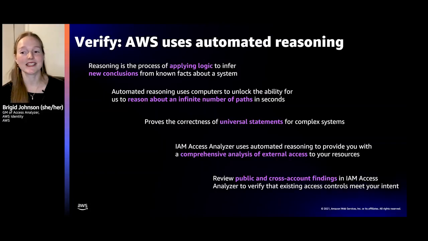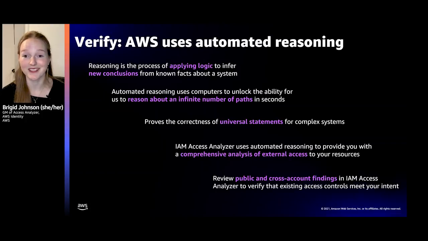And essentially, reasoning is the process of applying logic, and we can infer new conclusions from known facts about the systems. And when you automate it, you can reason about an infinite number of paths, which allows us to make universal statements about your external access. And this is a comprehensive analysis because there are so many paths of permissions. And with that, we turn it into public and cross-account findings in Access Analyzer.